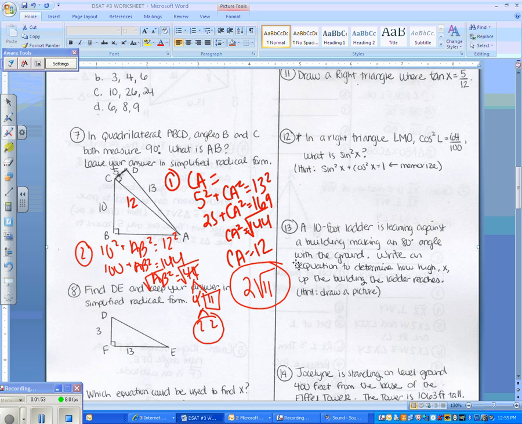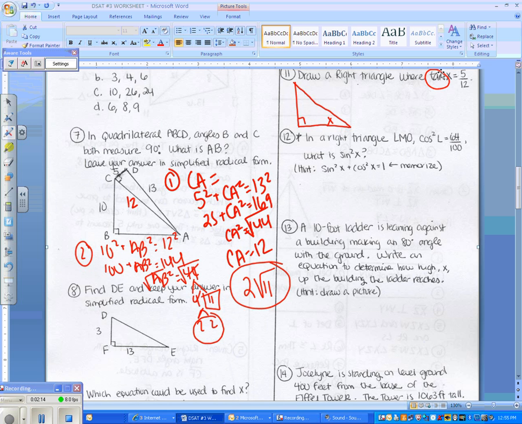Okay. Number 11. Draw a right triangle where tan x equals 5 over 12. They're actually not going to ask you to draw a triangle. It's a multiple choice test, but they want to make sure you know how to draw this. So draw a right triangle, put an x anywhere. Doesn't matter, as long as it's not the right angle.